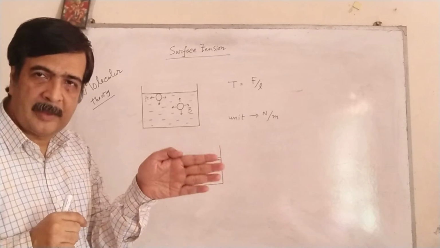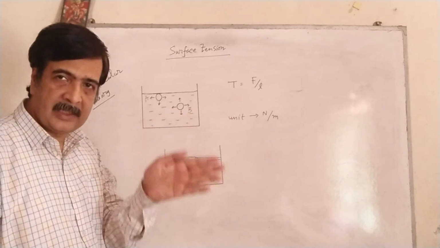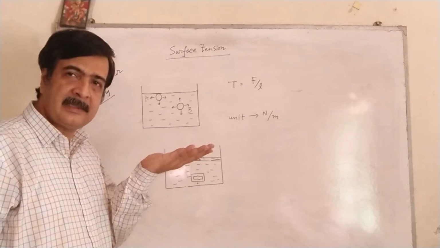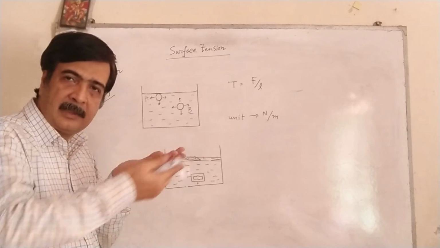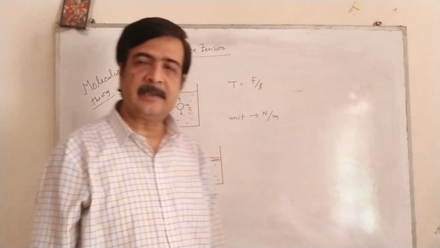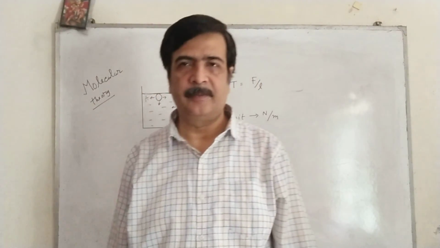But if you keep the blade in this way, as I have shown here, it will pierce the liquid membrane and go down. But when it is like this, the liquid membrane supports the blade to float. So that is the cause of surface tension, and I have described some examples also.